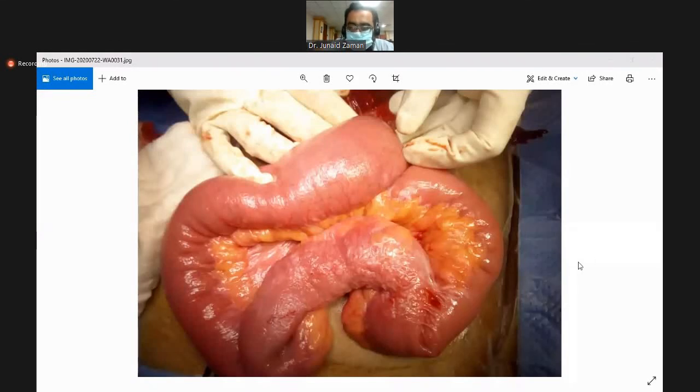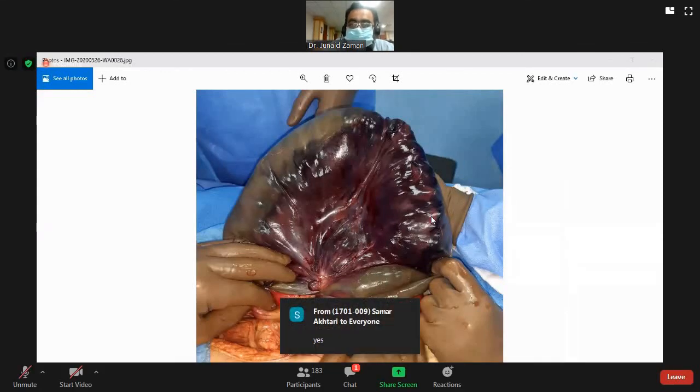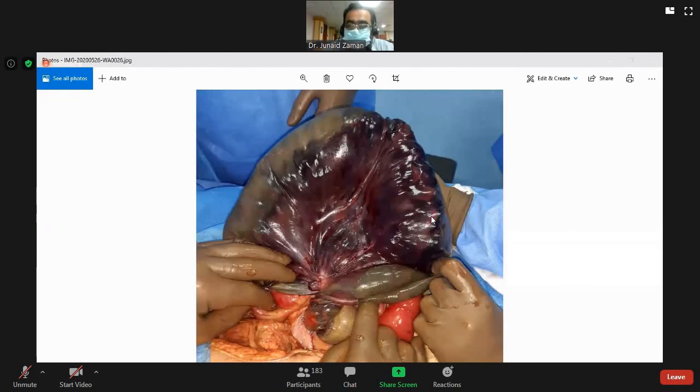What do you see here? This is again another hernia which contained large bowel. Can you guys see the picture? Okay. This is black. This is actually a necrotic bowel. This patient eventually developed gangrene, and that is the reason why we had to resect the portion of the bowel.